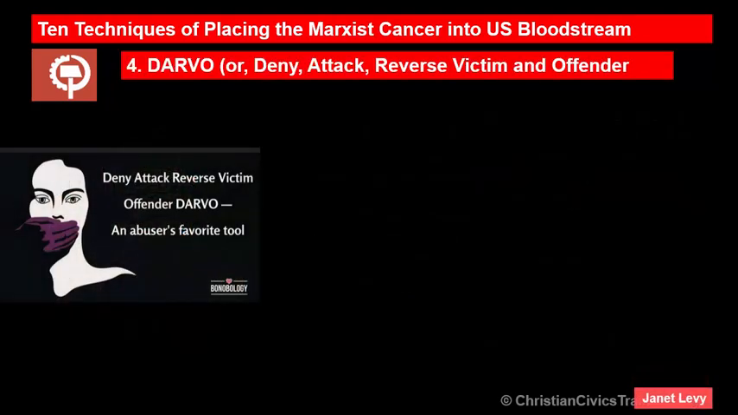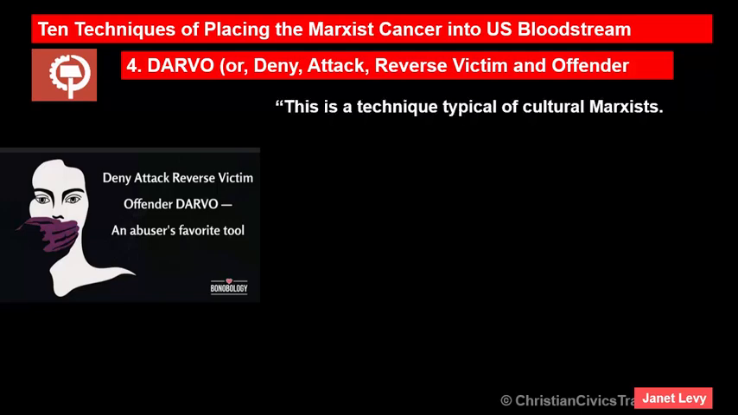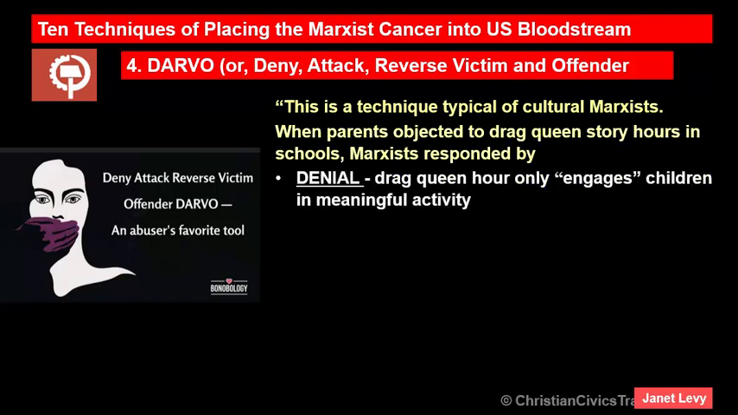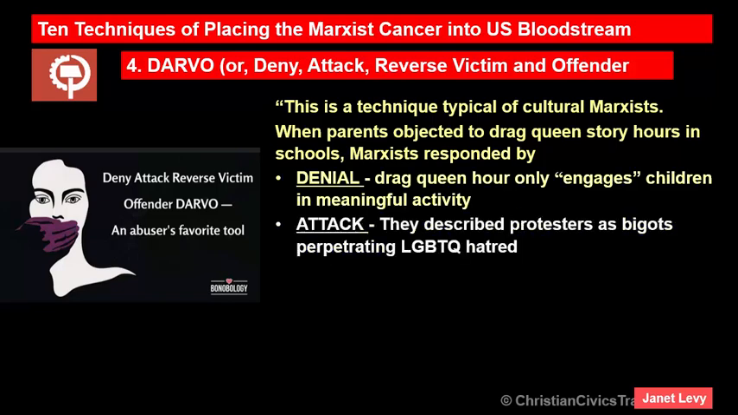This fourth one, DARVO, or to deny, attack, reverse victim and offender, is actually a clinical term that I'm becoming aware of for the first time, and Janet Levy describes it thusly. This is a technique typical of cultural Marxists. When parents objected to drag queen story hour in schools, Marxists responded by first denial. Oh, drag queen hour only engages children in meaningful activity. When that didn't work, they attacked. They described protesters as bigots, perpetuating LGBTQ hatred.